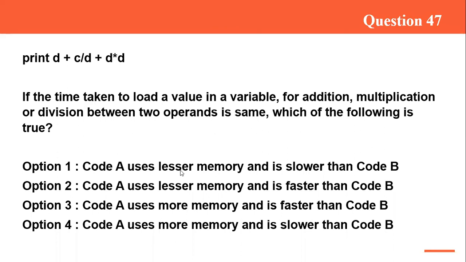Okay. Then code A uses less memory, and is it slower or faster than code B? It is slower, because we have to calculate A minus B every time. But in code B, we calculate A minus B only once and directly replace it. So code A is slower and uses less memory, because it has one less variable and every time we are calculating A minus B. That's it. Got it, everyone? I hope you understood that.